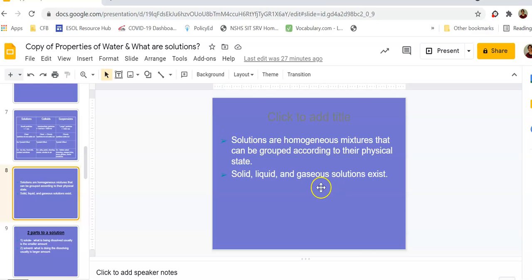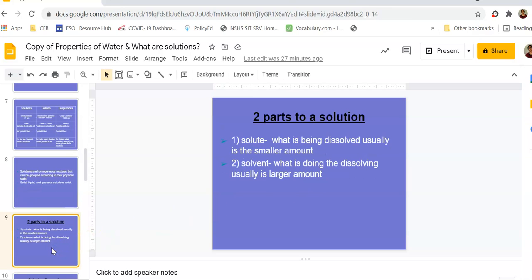And then you can have liquid solutions and gaseous solutions. A great example of a gaseous solution is the air we breathe. You cannot tell, oh, this is the oxygen in the air, this is the nitrogen in the air, this is the carbon dioxide in the air. It's all mixed together, and you cannot tell all the different parts. So that's why it's homogeneous, and that's a gaseous solution.